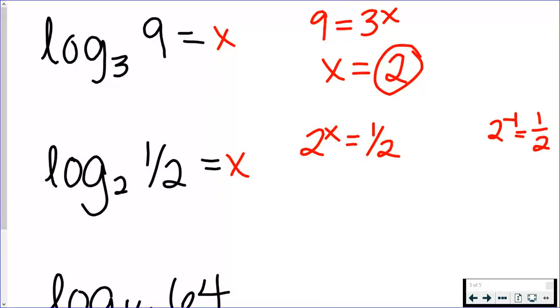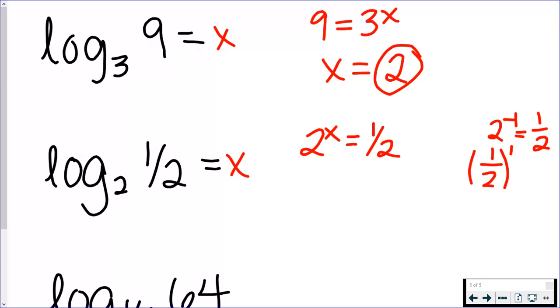Two to the negative first power is a half. When you have the negative exponent, when you apply it to the base, which is 2, you're flipping the 2 and making it 1/2. And now that you have made it 1/2, the exponent becomes positive.